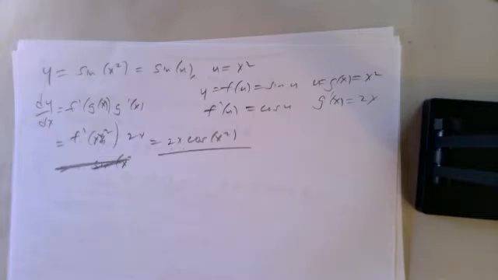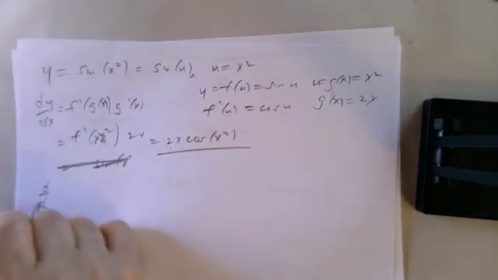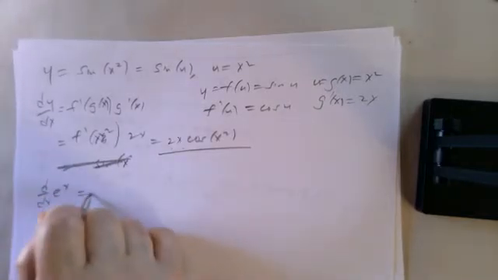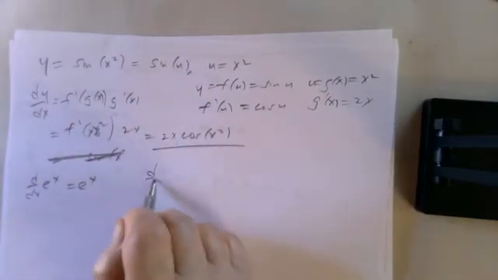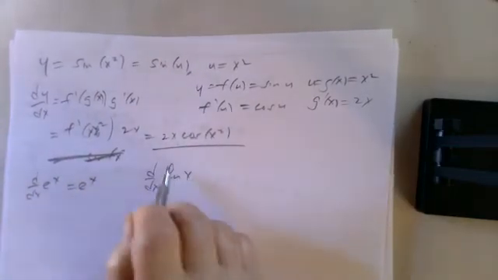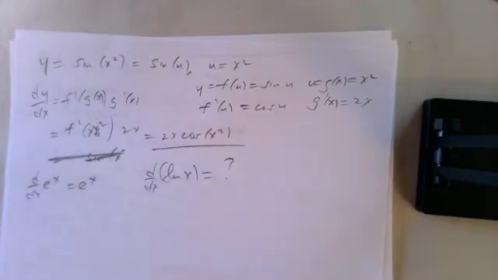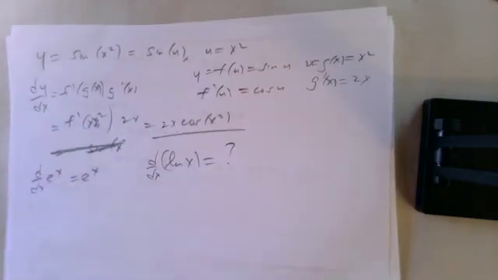Well, we've differentiated e to the x. We know the derivative of e to the x is e to the x. But what about the log of x? We haven't worked that out yet. And we can work that out using the chain rule.